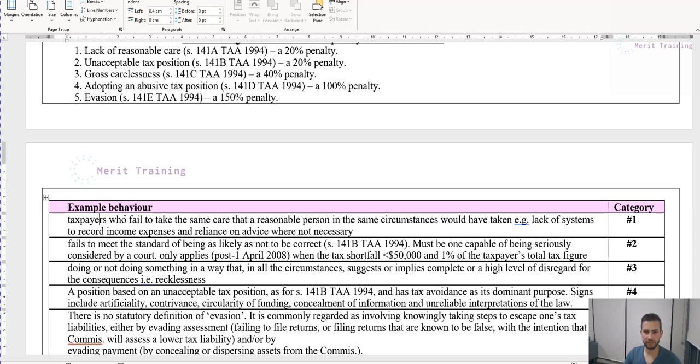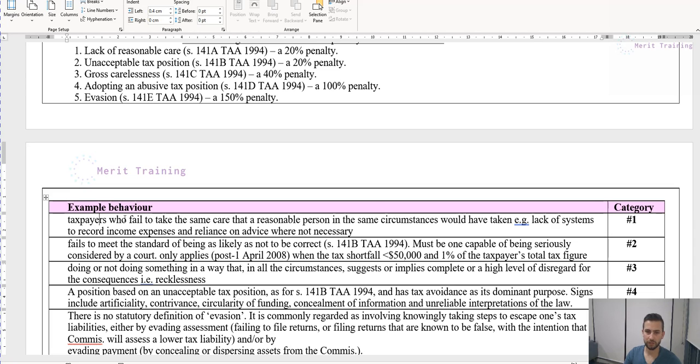So an example of this is a position based on an unacceptable tax position and has tax avoidance as its dominant purpose. Signs include artificiality, contrivance, circularity of funding, concealment of information, and unreliable interpretations of the law.